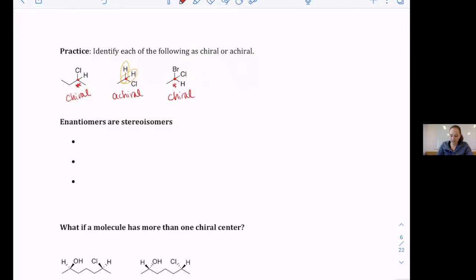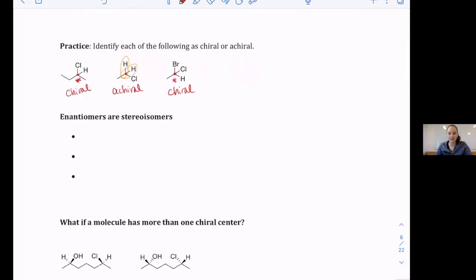Okay, so now we're looking at enantiomers and the fact that enantiomers are stereoisomers. The reasoning is because they have the same formula. They have the same connectivity. But they have a different arrangement around the carbon.